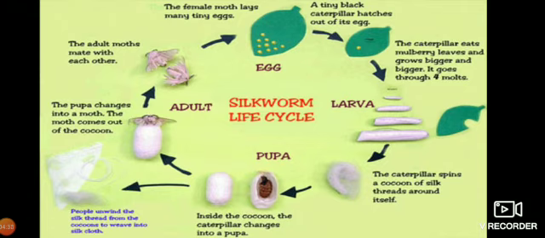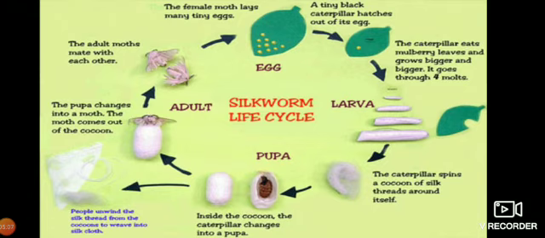Okay, here, children, you are seeing the life cycle of silkworm. See here, we are having mainly four stages. Those are egg. Eggs are also called ova. And then the next stage is larva, and then pupa, and then adult. This adult stage is also called imago.